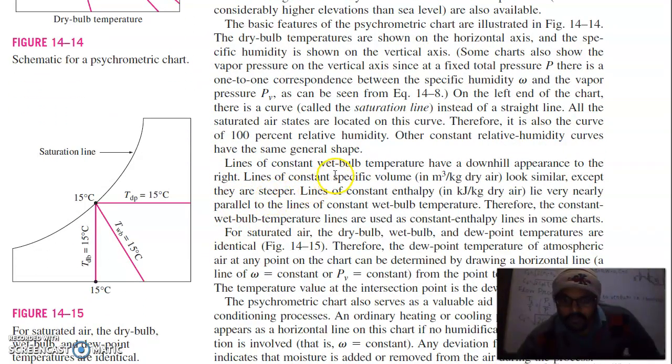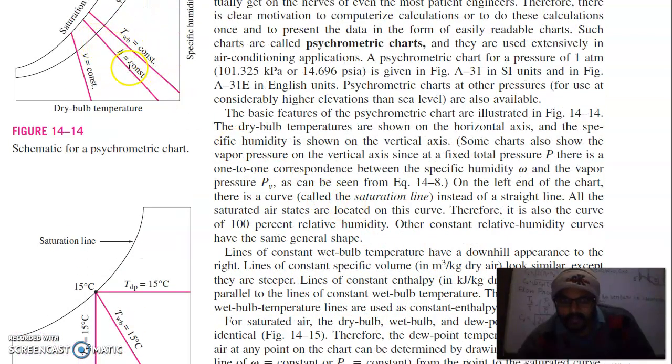Lines of constant wet bulb temperature have a downhill appearance to the right. So this is your wet bulb temperature. Lines of constant specific volume look similar except they are steeper. Lines of constant enthalpy lie very nearly parallel to the lines of constant wet bulb temperature. So this is a constant enthalpy line.